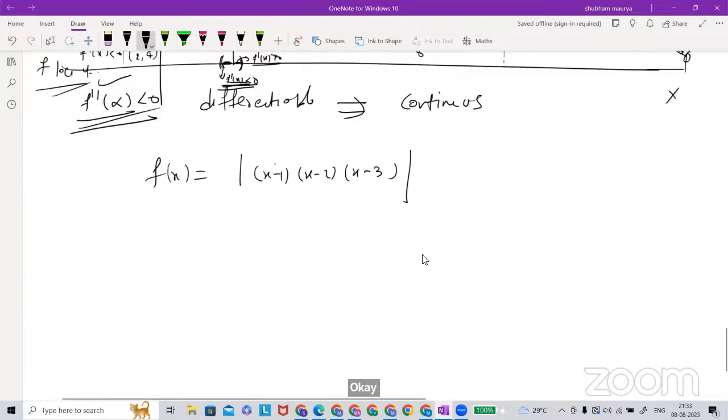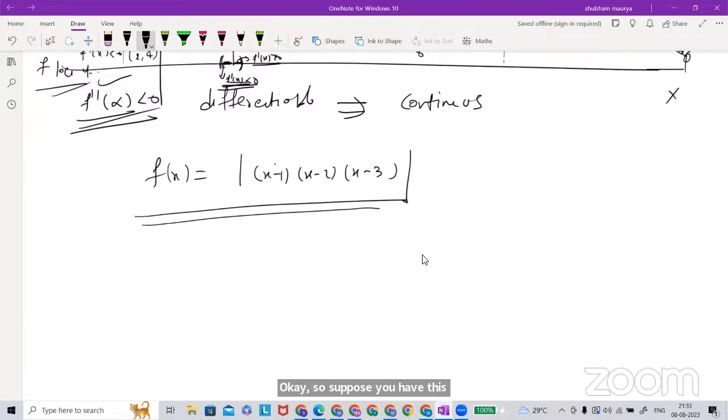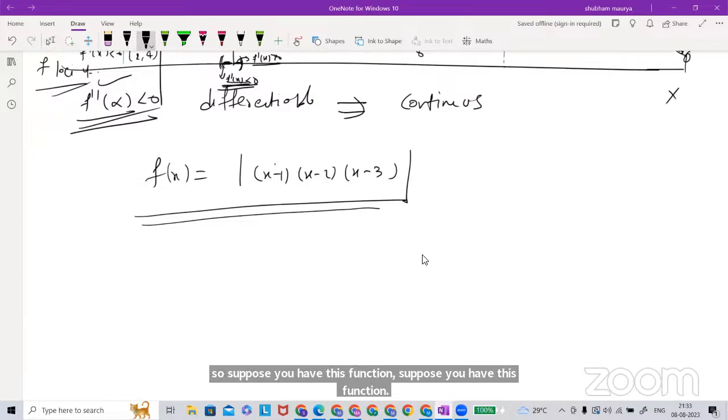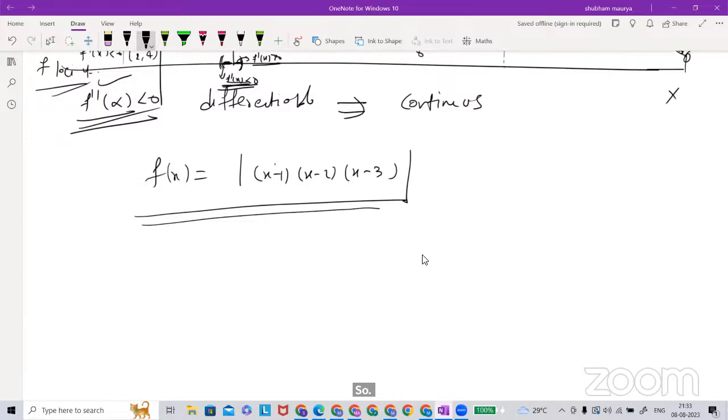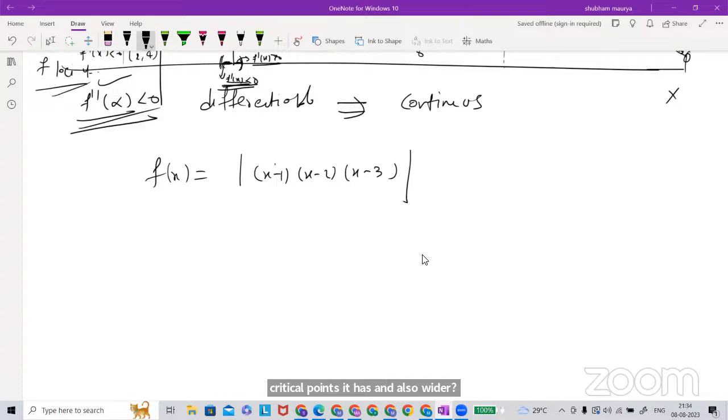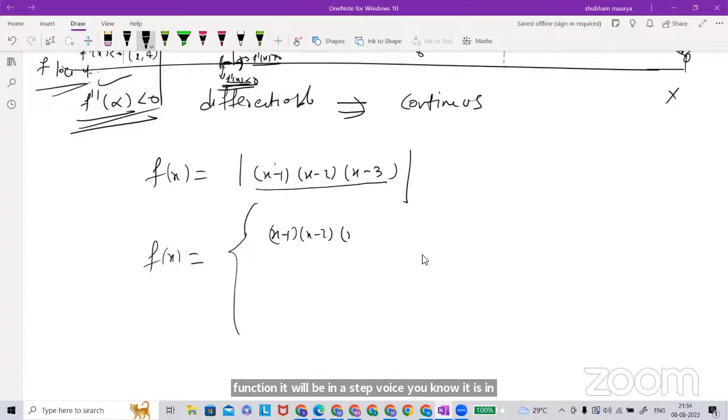Okay, so suppose you have this function, no? Suppose you have this function. By two ways, geometrically we can find how many critical points it has, and also by the algebraic way we can think. So if you start breaking this function, it will be stepwise, it is in mod. So you have to check in which case it is going to be greater than 0 or less than 0. Suppose x is less than 1.